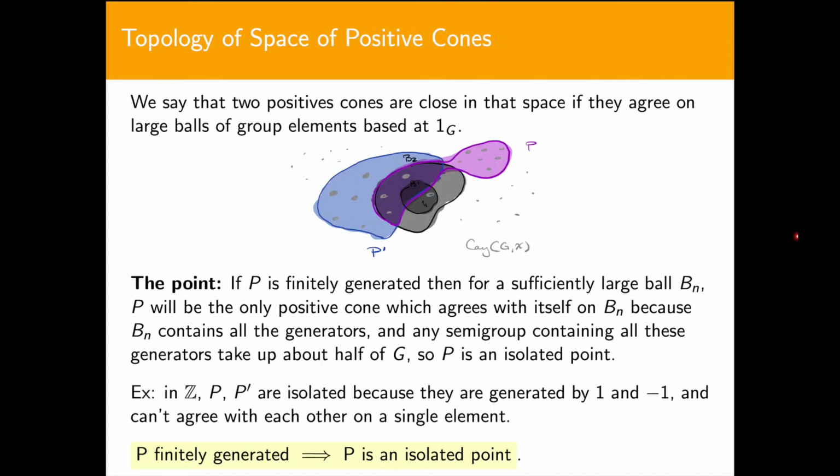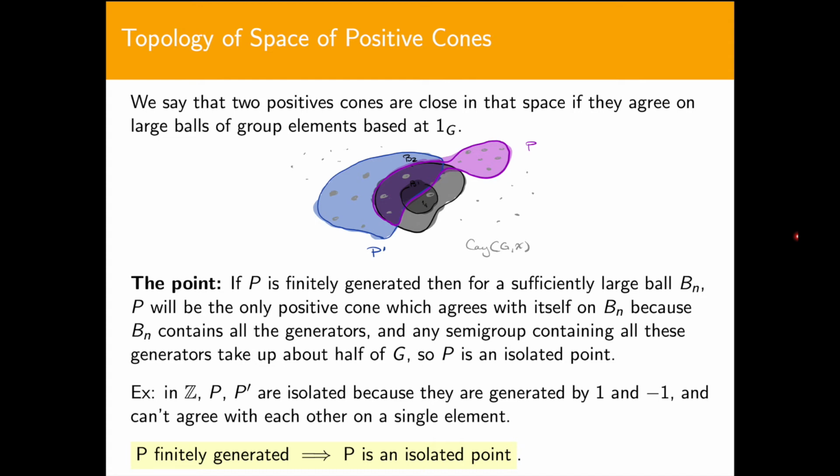Now, for the topology of the space, we say that two positive cones are close in that space if they agree on large balls of group elements based at the identity. So here I drew a picture with the Cayley graph, and I drew some concentric balls based at the identity. And here, P and P prime are in the same neighborhood as defined by the ball B sub 2, because they both agree on B sub 2.